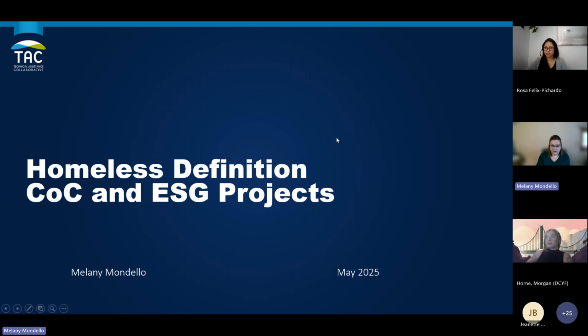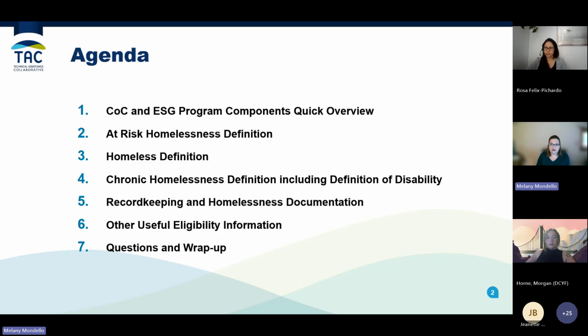We have a lot of material to cover. This is our agenda for the next 2 hours. I always like to start this training with a quick overview of the types of programs that you can have under these two funding streams, so that way you have some framing for the definitions and how they would apply to the different projects that your agency may have. We're going to go over the at-risk of homeless definition, which applies to ESG projects.